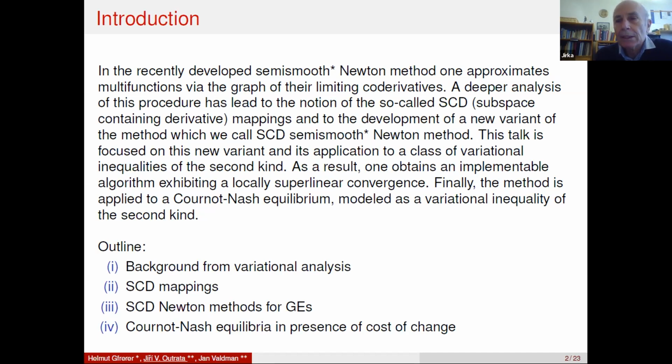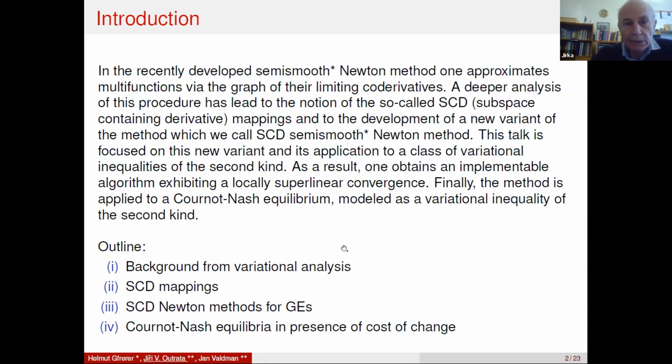And in this time, Helmut discovered that for a certain, rather broad class of mappings, the original semi-smooth star Newton method can be improved. These mappings are very amenable to the application of this method. And it resulted in a new variant of the semi-smooth method, which will be the main topic of my talk.